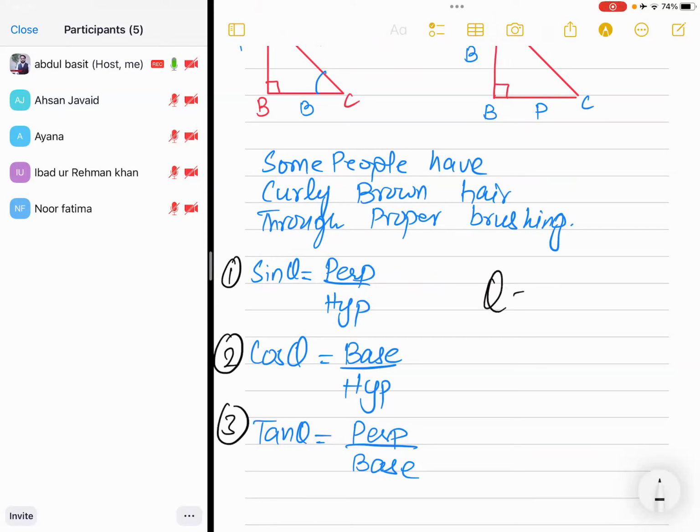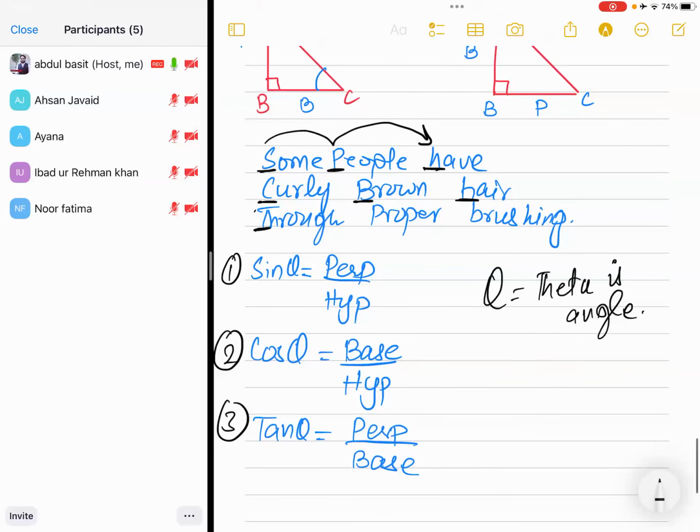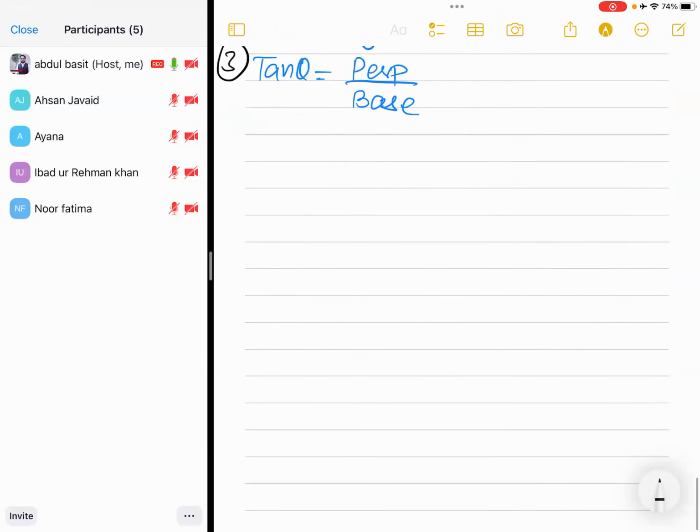We'll use these in trigonometric ratios. This sign is known in maths as theta. And theta is an angle. Theta is what? Angle. So S, N: Some People Have. Sine theta is equal to perpendicular divided by hypotenuse. Did you remember it? Curly Brown Hair: cos theta is equal to base divided by hypotenuse. Through Proper Brushing: tangent theta is equal to perpendicular divided by base. Easy? Everybody? Okay, let's solve a question on that.